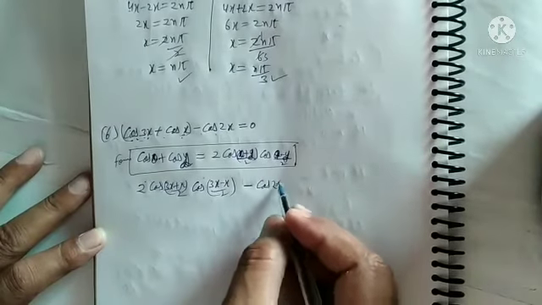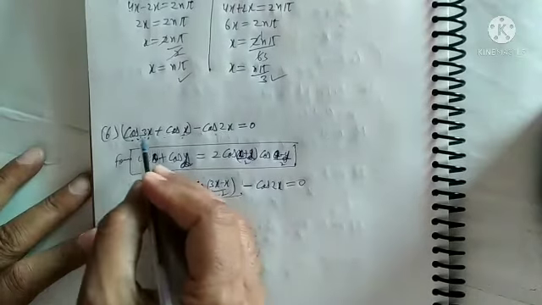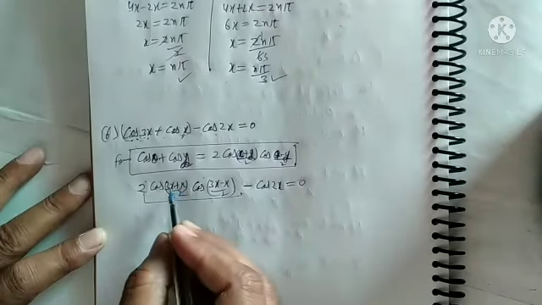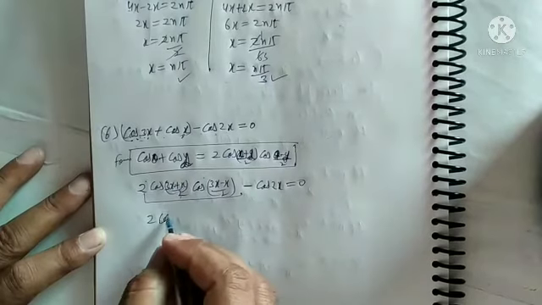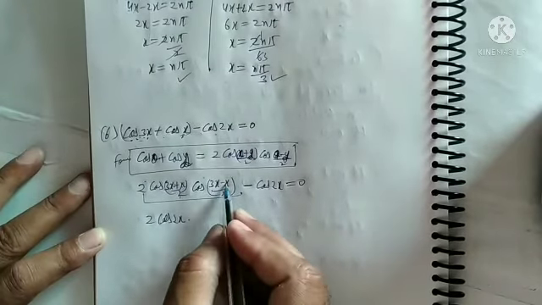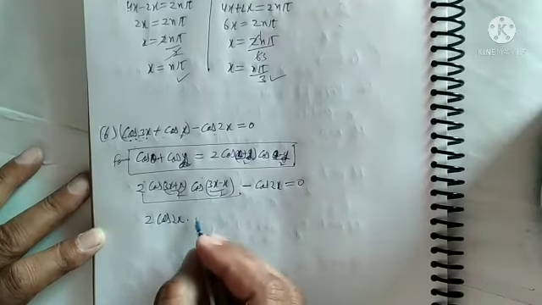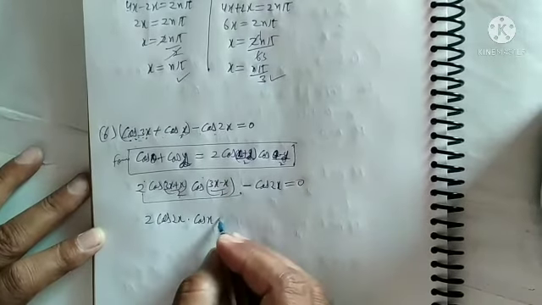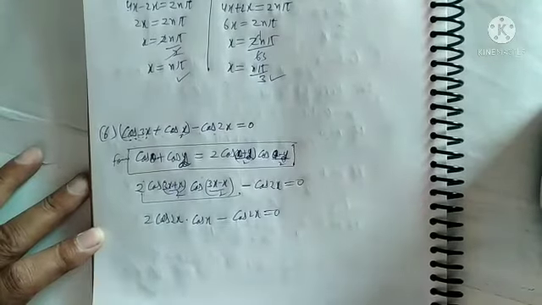cos 2x is equal to 0. This is the solution of cos 3x plus cos x. Now 3x plus 1x, 4x upon 2, 2x. This is cos 2x only. And into 3x minus 1x, 2x, and 2x upon 2 means x only. So cos x. And minus this cos 2x is equal to 0.